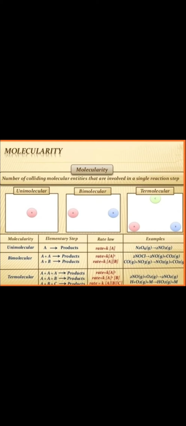Let us consider another example, which is bimolecular. As it is bimolecular, it involves two molecules in an elementary step, that is A reacts with A or A reacts with B, that is a second order reaction, and the examples are given. Note this example. Third one, that is A, B, C combined together, that is three molecules involved, that is termolecular. Keep in mind the rate law for this is the same as the stoichiometric coefficient, as it is an elementary reaction.